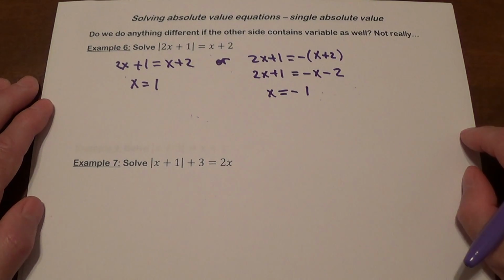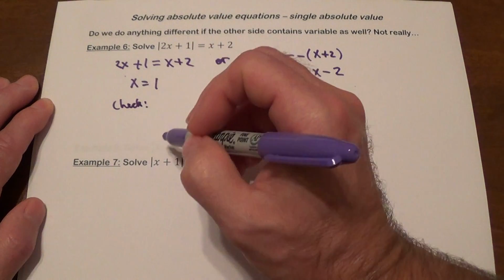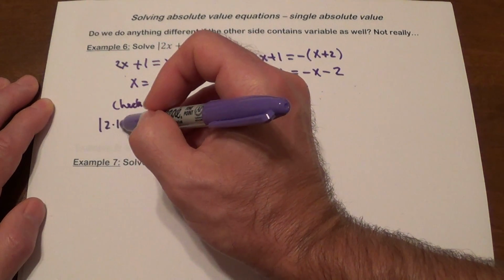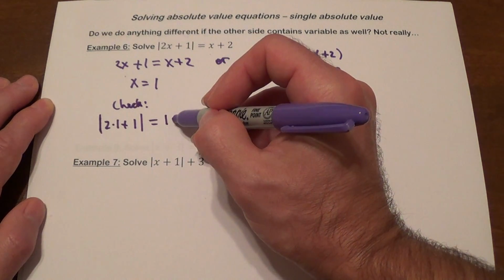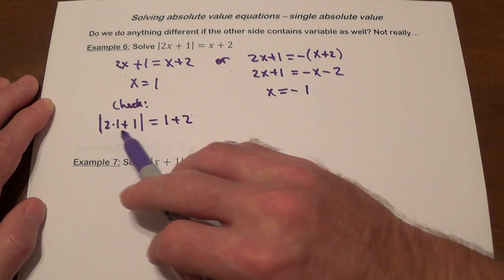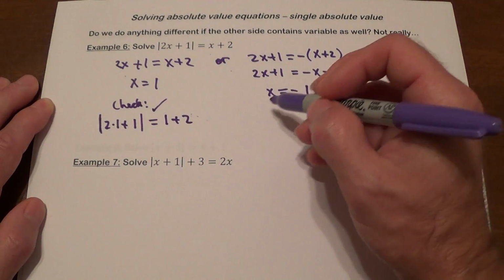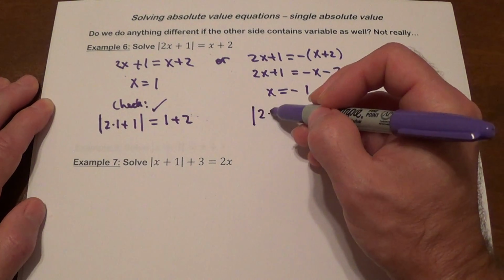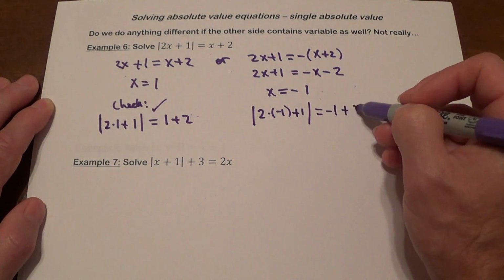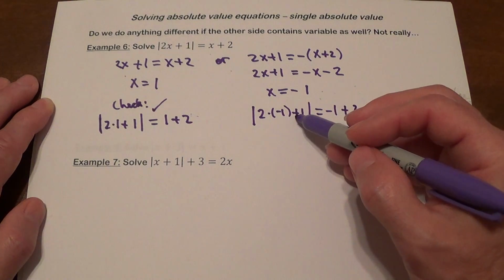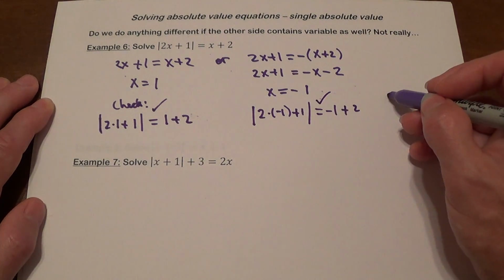Do they both work? Let's see. I'm going to start checking these. So it's 2 times 1 plus 1 equals 1 plus 2. That's 3 here, 3 on the other side. Good. Here, negative 1. So we got 2 times negative 1 plus 1 equals negative 1 plus 2. This is going to give you negative 2, so it's 1. 1 works. Both good.